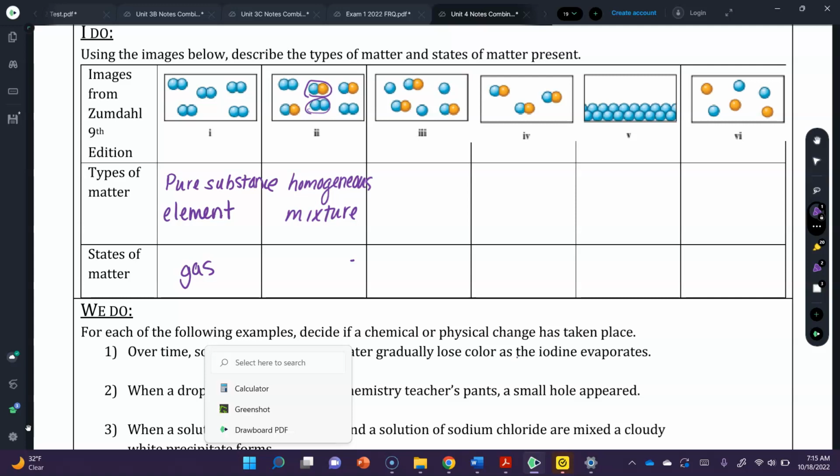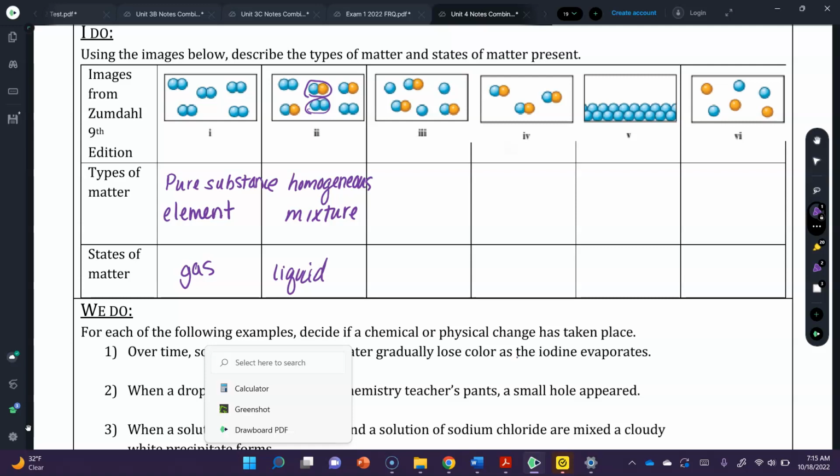Okay, these are pretty close together and look like they have a pretty regular arrangement, so I would say that these are a liquid. I would also accept gas on this because this is not a big enough particle, but I would say liquid because these are a lot closer than in the first image.